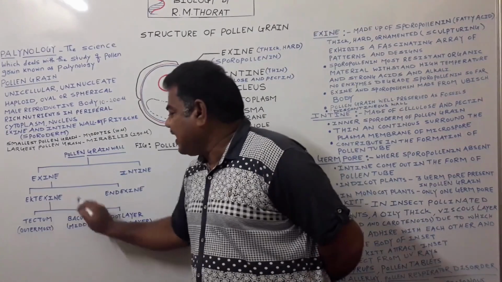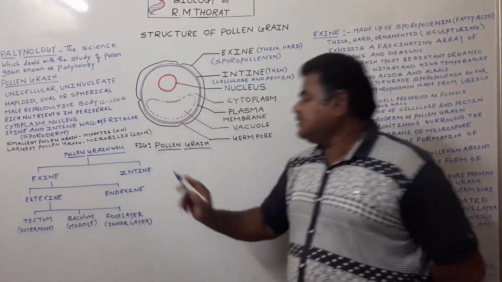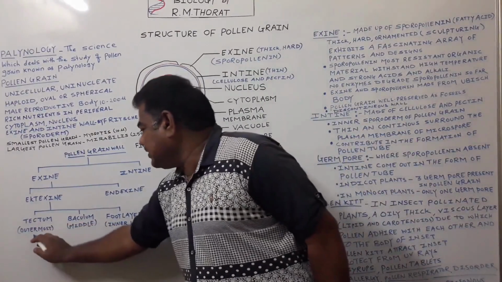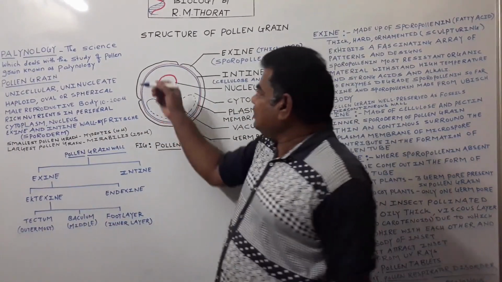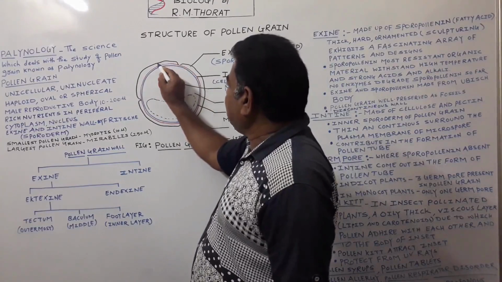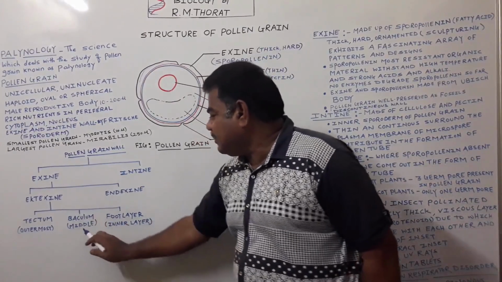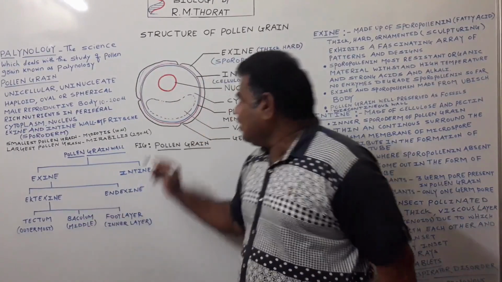This exine is also made up of three sublayers. One is the tectum, that is the outermost layer. We call it a tectum. Beneath the tectum, the next layer is the middle one. We call it a baculum.